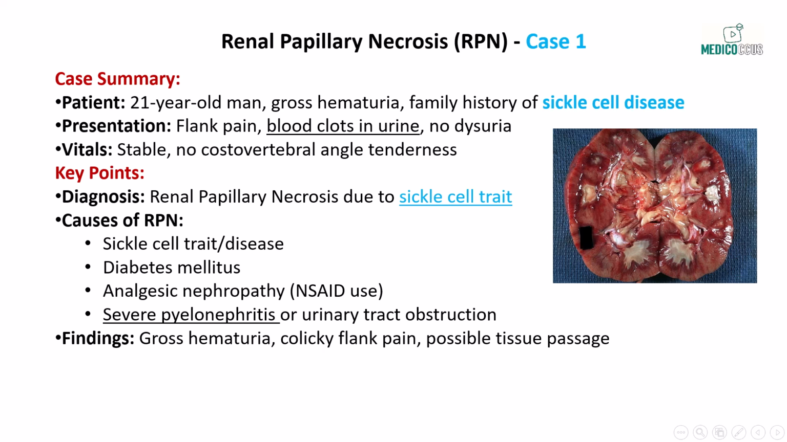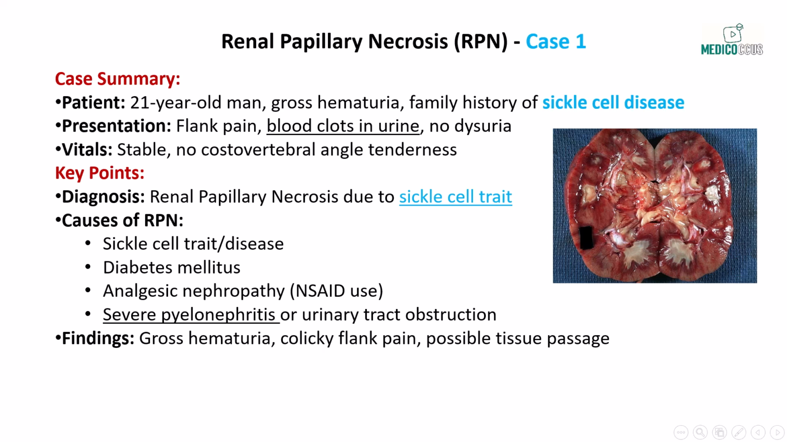His medical history is unremarkable, but his younger sister has sickle cell disease. On examination, his vital signs are stable, with a normal temperature, normal blood pressure, and a slightly elevated pulse rate. There is no costovertebral angle tenderness, and the abdominal examination is unremarkable. Given his presentation and family history, what is the most likely cause of this patient's hematuria? Okay, the simple correct answer is renal papillary necrosis, likely due to sickle cell trait.